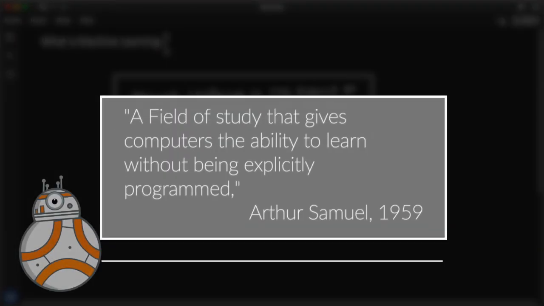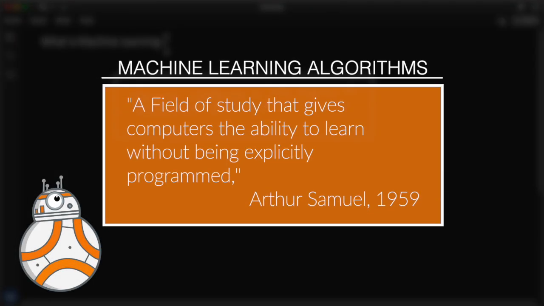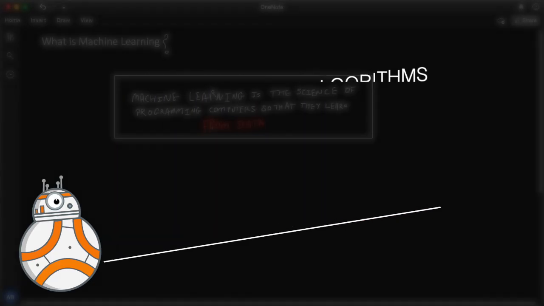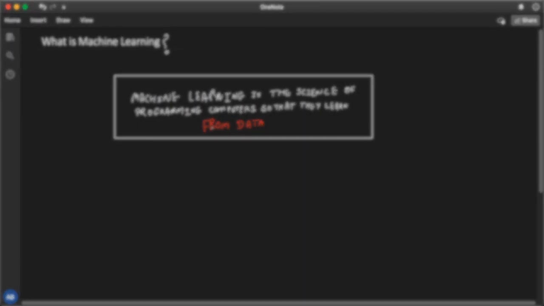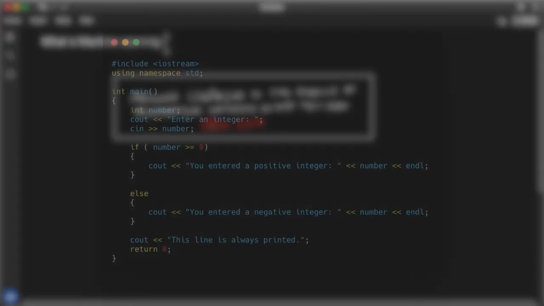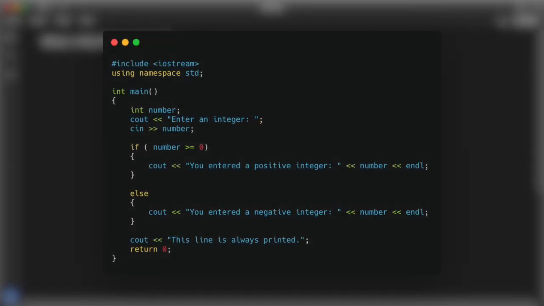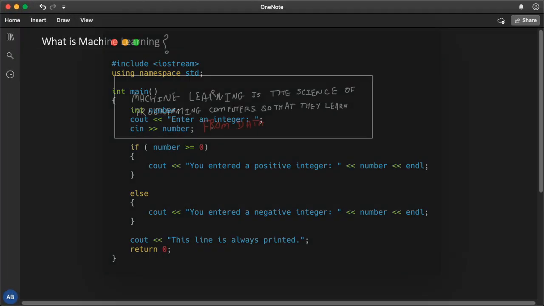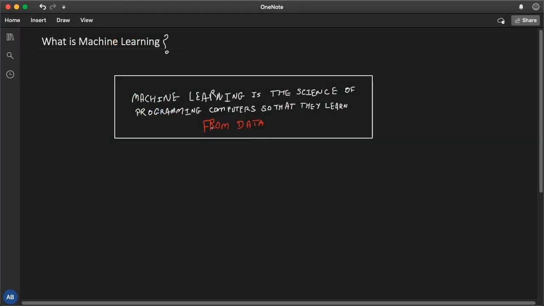For example, Arthur Samuel defined machine learning as the field of study that gives computers the ability to learn without being explicitly programmed. So if you were able to teach a computer without explicitly writing down the if-else statements, the for loops, and so forth, then you have done some sophisticated or maybe naive machine learning. Then we say that the machine has learned.